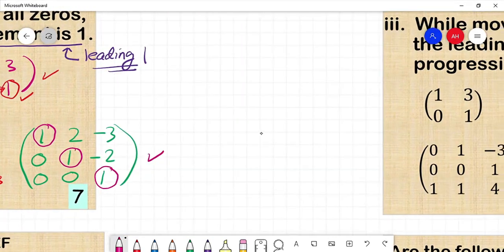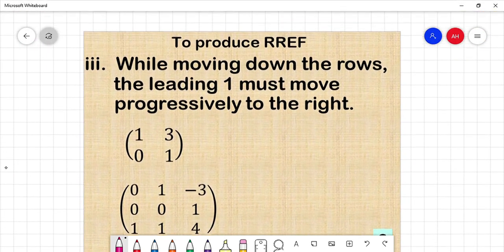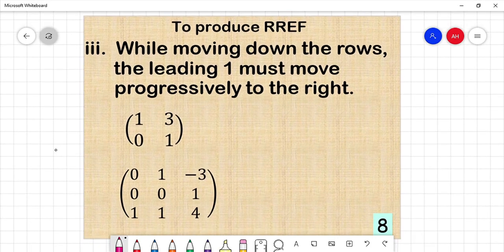Now, the third requirement is this. That is, while moving down the rows, the leading 1 must move progressively to the right. The leading 1 must move progressively to the right.